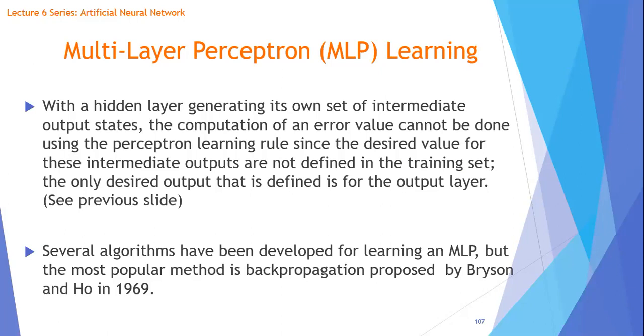Several algorithms have been developed for learning MLP, but the most popular one, which we're going to look at, is the backpropagation method proposed by Bryson and Ho in 1969. Remember, the Rosenblatt perceptron rule came up in 1960, and this was 1969. So you can see quite a gap there, with quite a lot of research being carried out. It was a breakthrough when we could actually obtain convergence for MLP. We're going to look at the backpropagation algorithm in detail as we go along.